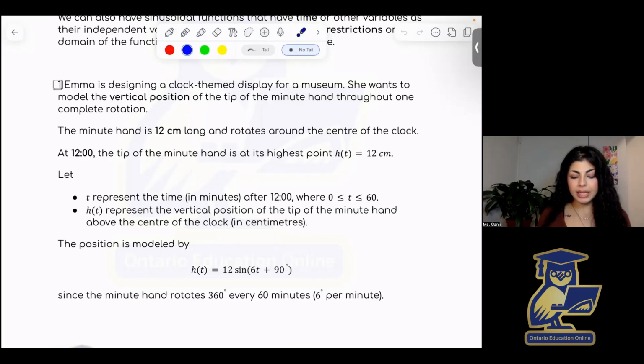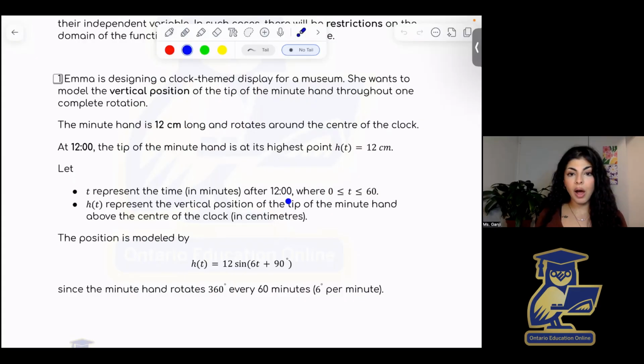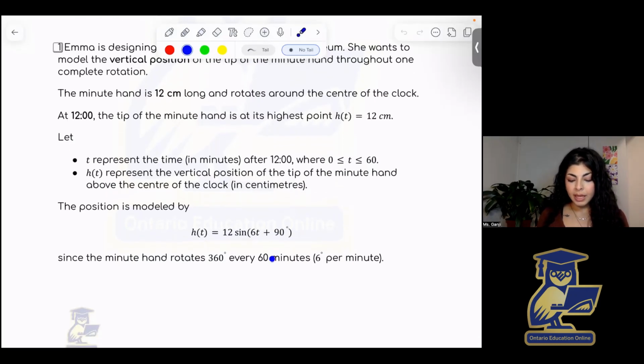Now, let t represent the time in minutes after 12 o'clock, and t is going to be between 0 and 60 minutes inclusive. Consider 1 hour, which is 60 minutes. And h of t represents the vertical position of the tip of the minute hand above the center of the clock in centimeters. We're already told the equation, which is h of t is equal to 12 sine of 6t plus 90 degrees. And we have that 6 there, if you remember from last class. This has to do with our horizontal stretch and compression.